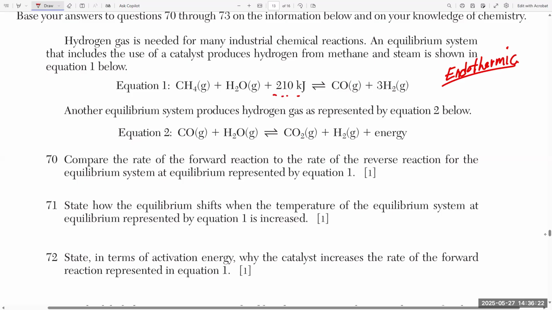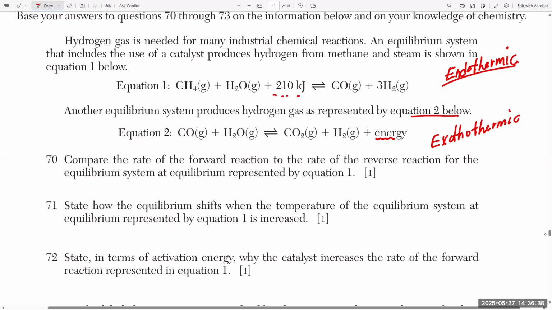Another equilibrium system produces hydrogen as represented by equation 2 below. And then what do we know about this one? Energy is now on the product side, so we know this is exothermic. I don't know if I need that information, but I'm just taking note of it.